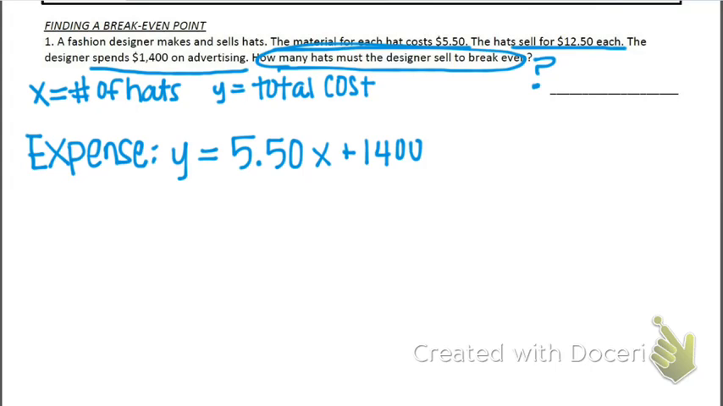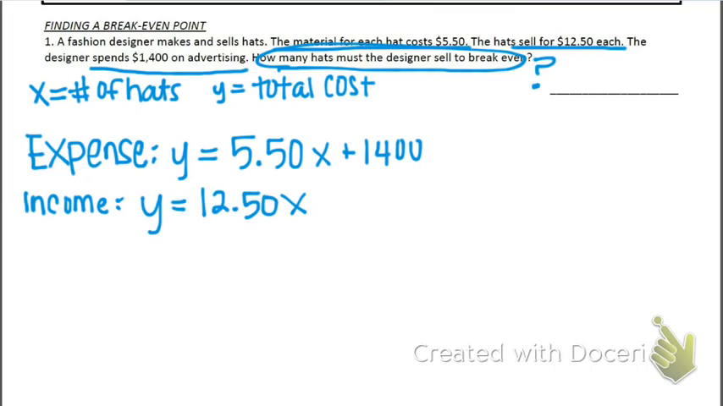So we also have an equation and enough information to talk about how much money she makes. What's her income? How much did she make on these hats? Total. $12.50 each. So that's going to be y equals $12.50 times x. They don't give us any more information than that, right, guys?